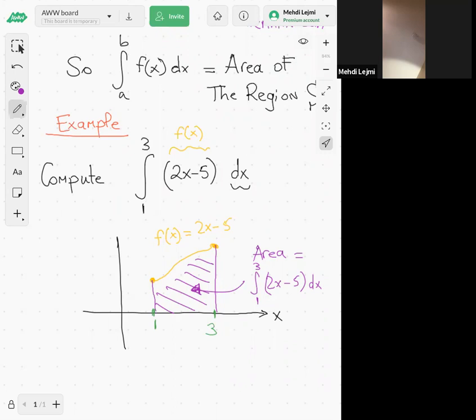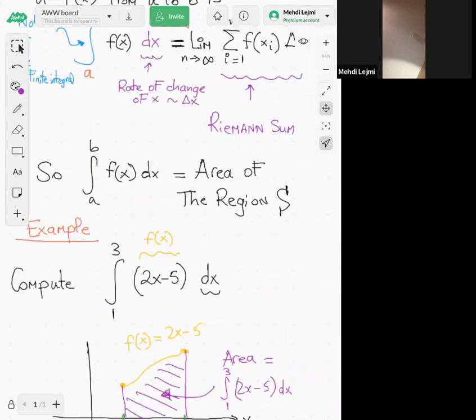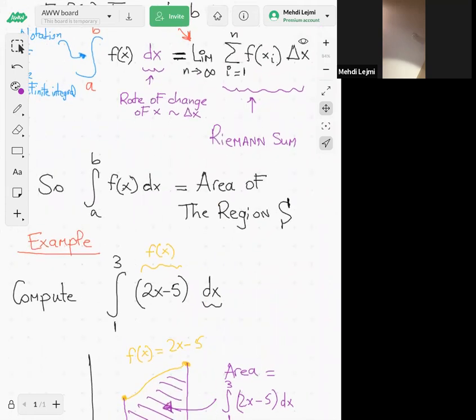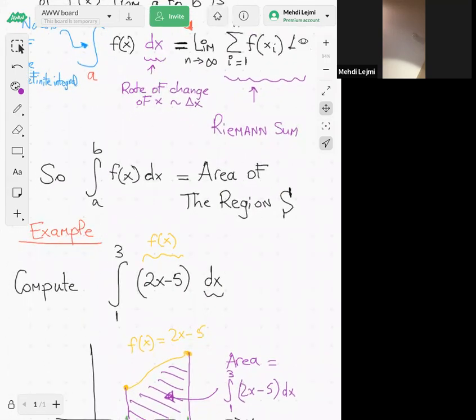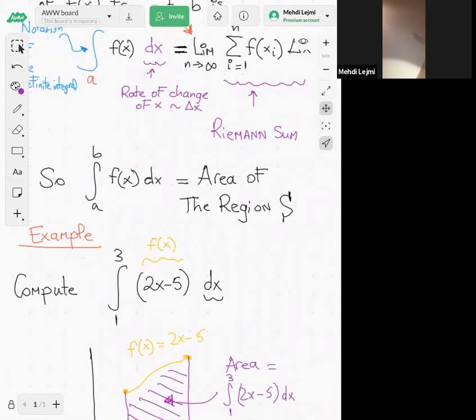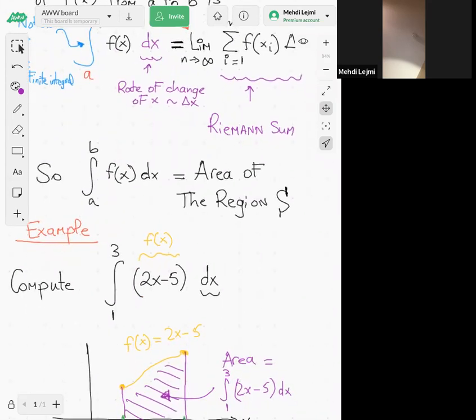All right, now, this is just the notation and the interpretation. Now, how do we compute this integral explicitly? Of course, first I'm going to show you how to compute this using the definition with the limit, right? It's going to look kind of complicated, but then we'll see after this an easier way to compute this integral.